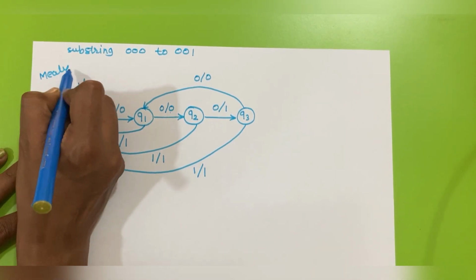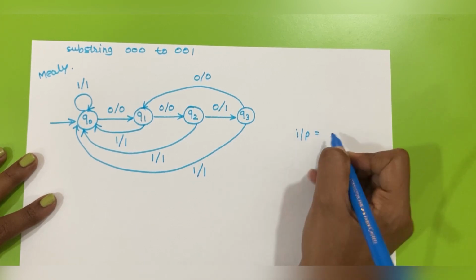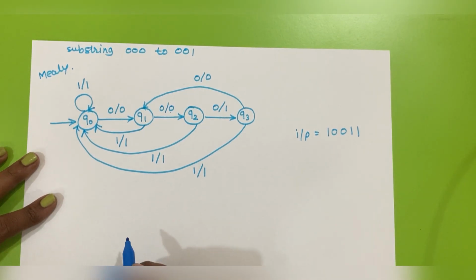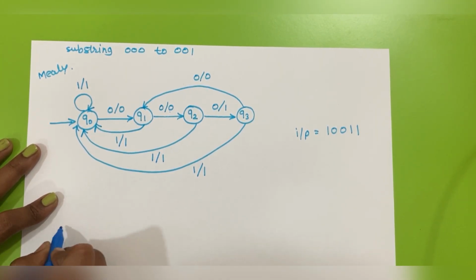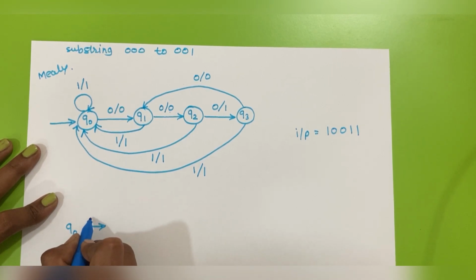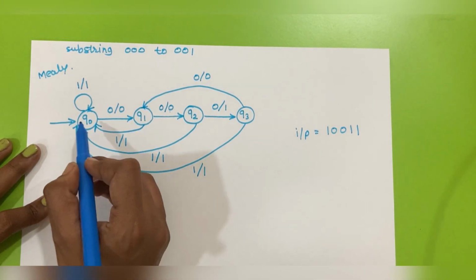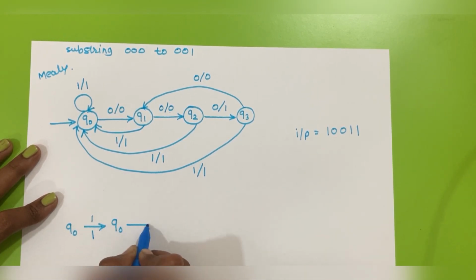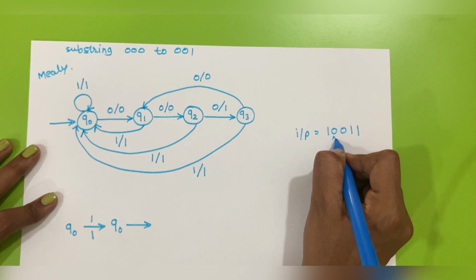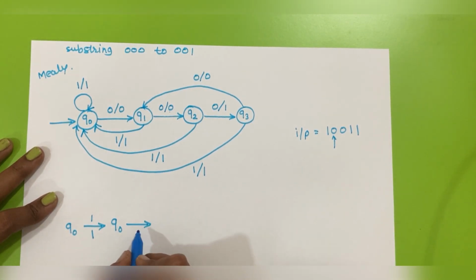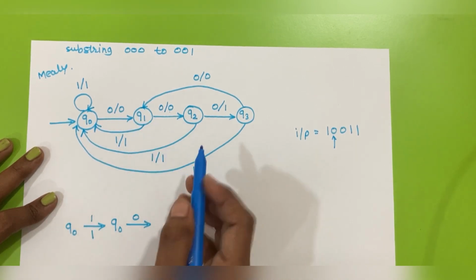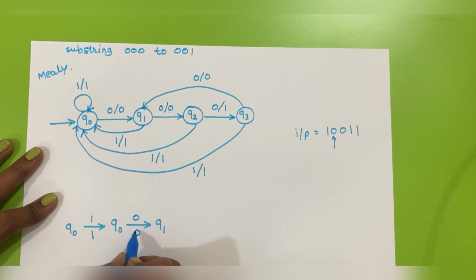Now we'll input one string. Suppose we input the string 10011. We will see what the output is. At state Q0 we supply 1. Then the next state will again be Q0, and this 1 will be replaced by 1. Now we are at state Q0 only, and our input symbol is 0, so this will follow this transition and reach state Q1, and this 0 will be replaced with 0.